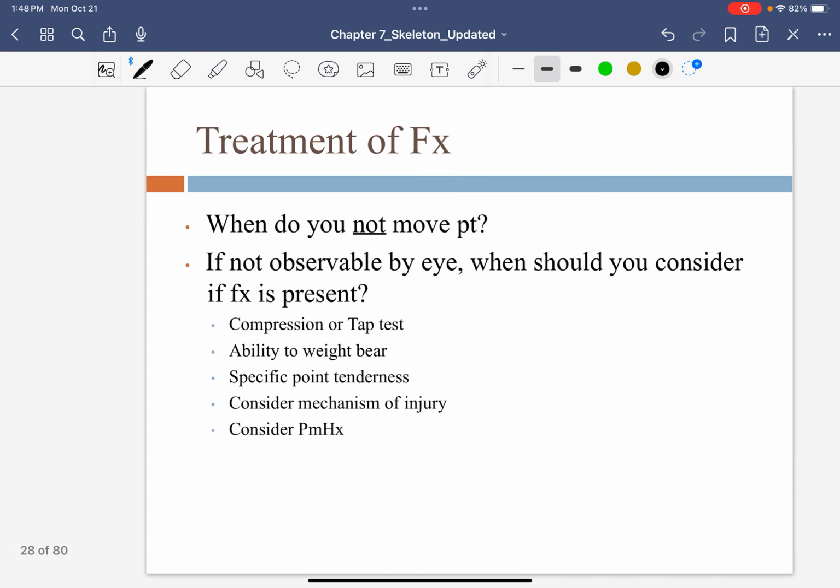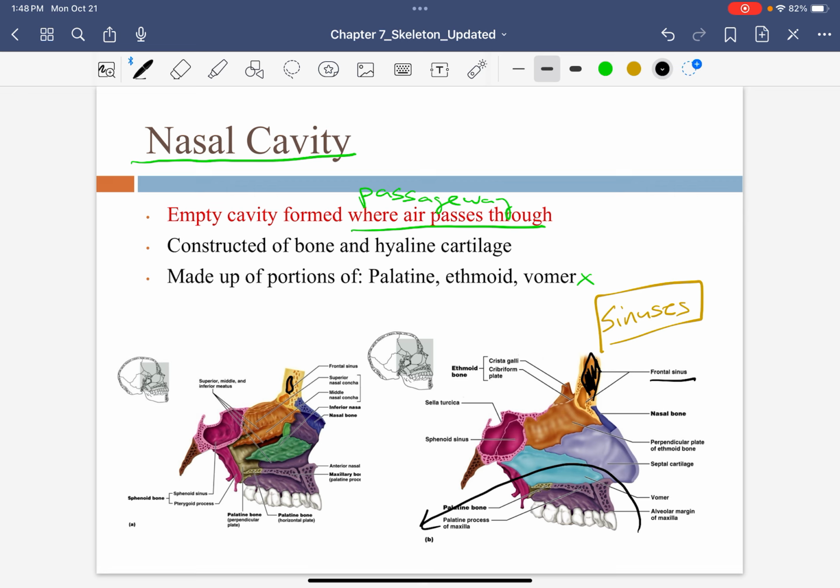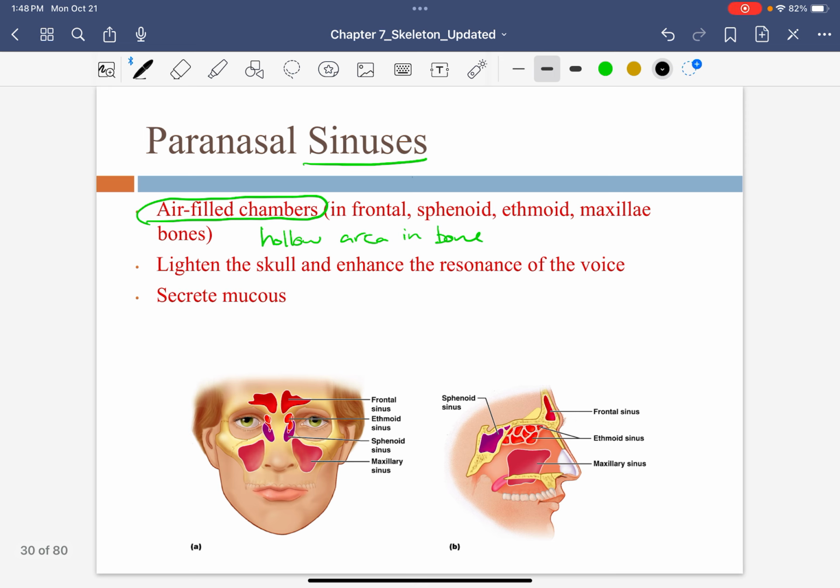So make sure you can define these differently. The nasal cavity is the passageway that air takes coming in. The bones make up the passageway that air takes. But a sinus is a hollow piece. They try and show you in this picture as well. And the reason we have these sinuses is because it lightens the skull.